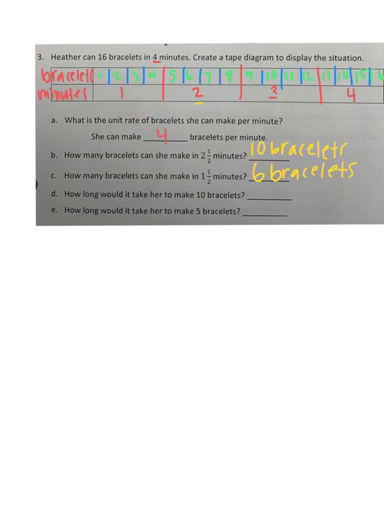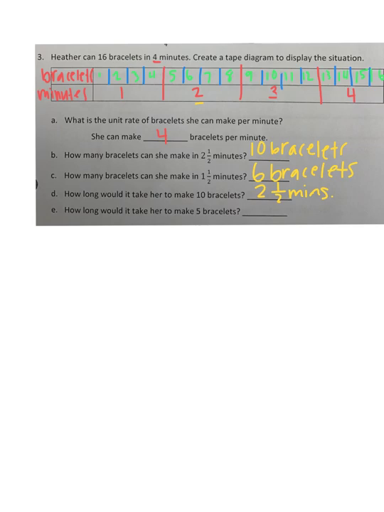D asks, how long would it take her to make 10 bracelets? So we're in our bracelets row this time. We go all the way over to 10 bracelets, and then we count our minutes. So it goes 1, 2 minutes, and a half of another. So it takes her 2.5 minutes to create 10 bracelets.